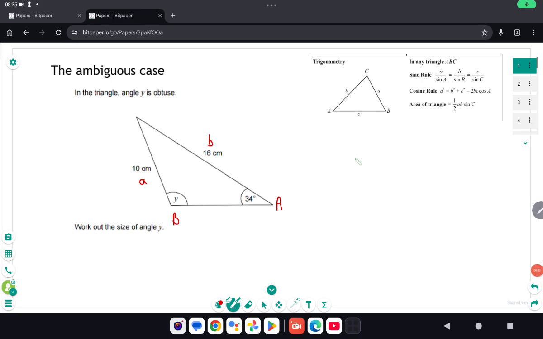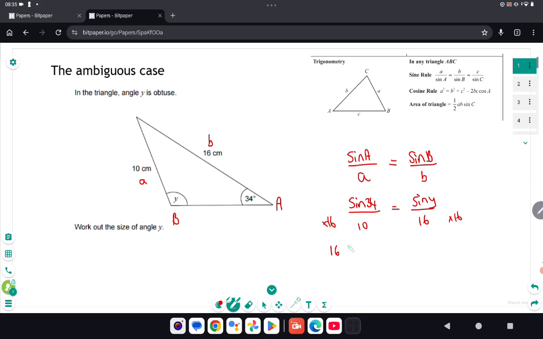We have a missing angle here, so we need to reverse the formula, flip the formula. So sin A over a equals sin B over b. Let's substitute in the values. Sin 34 over 10 equals sin y over 16. Times both sides by 16. So 16 times sin 34 over 10 is equal to sin y.